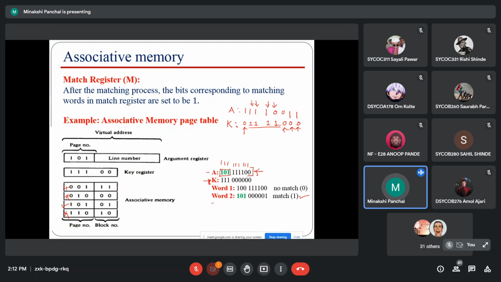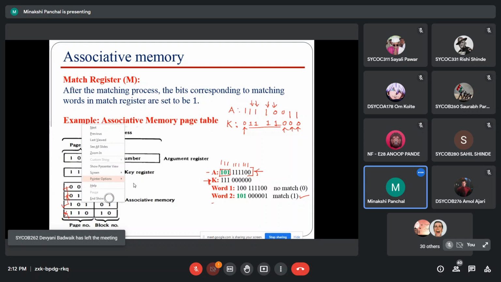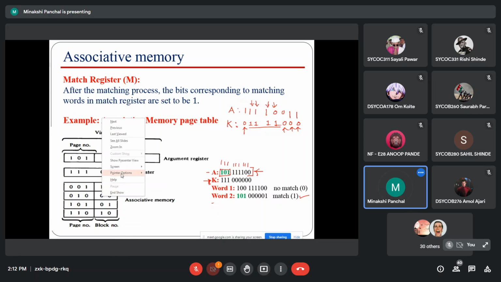Here if you are observing 100, if it is giving me 100 in the memory, sorry, word 100, if you are observing 100, that one is not coming. It is not matching. One minute. I will just rub this.